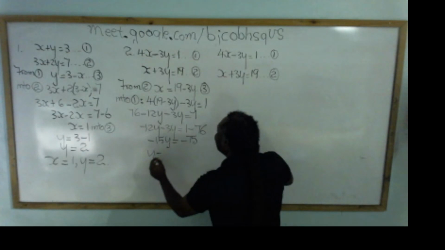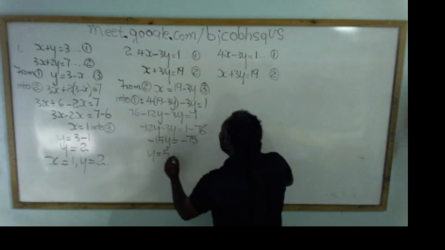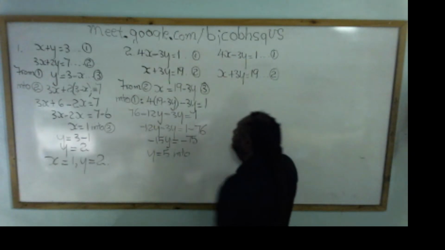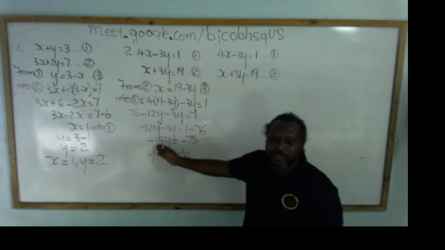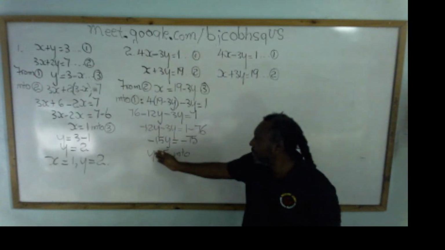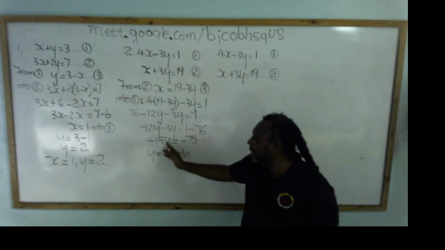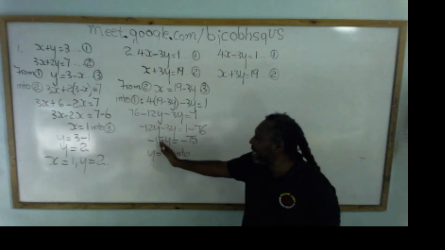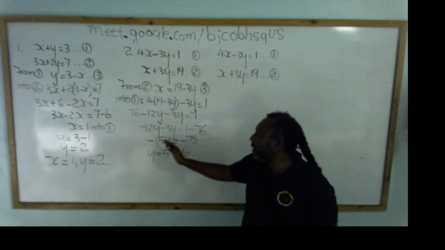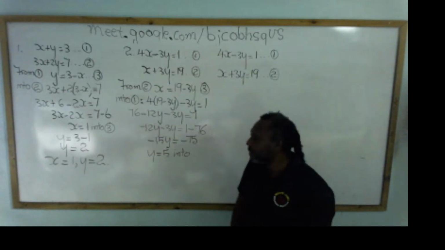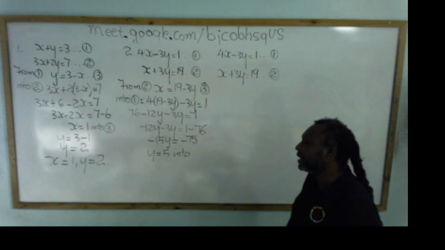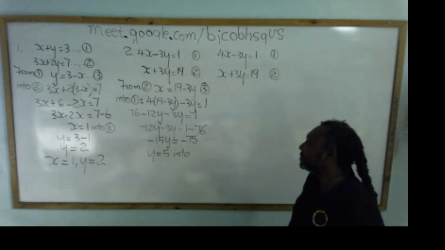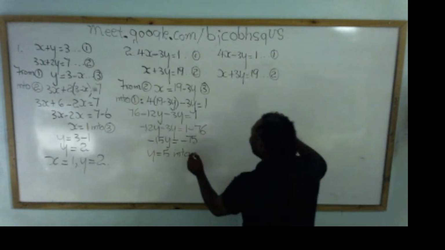Of course, how do we arrive at y is equal to 5? We are going to divide both sides by negative 15. So this y is accompanied by negative 15, related by multiplication. So we will eliminate the negative 15 by division since it's being multiplied by y. And we will divide by negative 15 on the right hand side also. So y is equal to 5, and we are going to put that into equation 3.